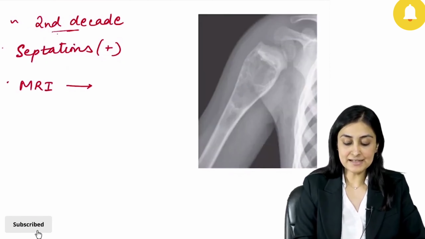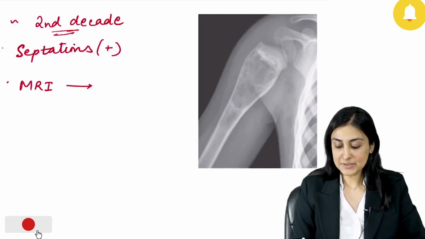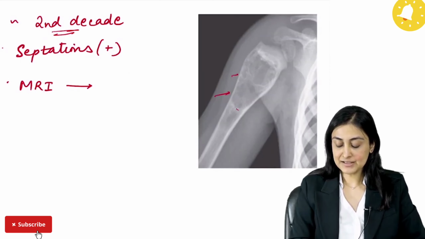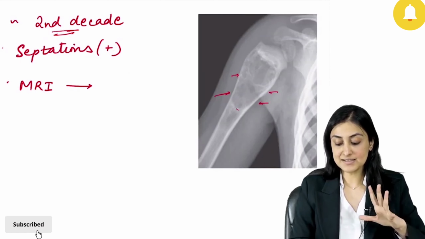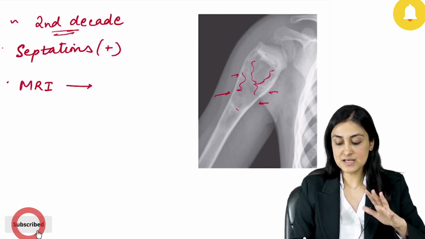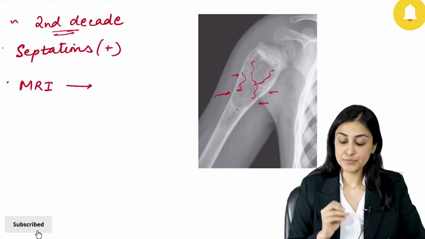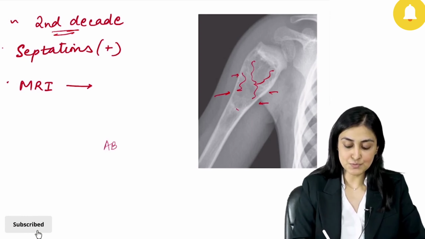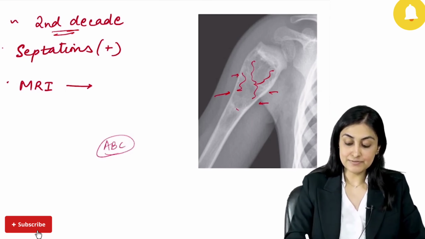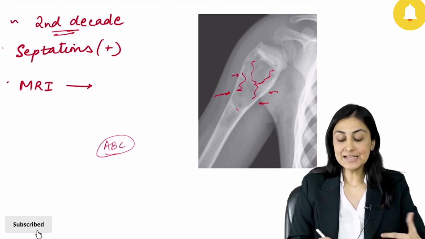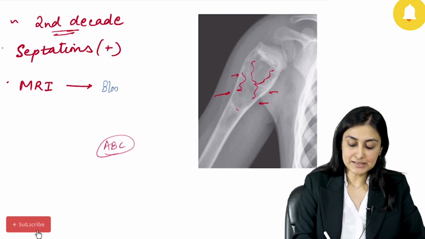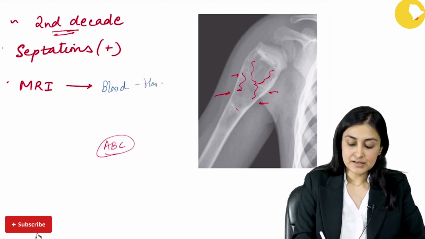On the other hand, second decade or older patient with multiple septations. Alright, so you are finding that now it's no longer a simple cyst. There are these multiple trabeculations that you are seeing within the lesion, again giving you a soap bubble kind of appearance. This is an aneurysmal bone cyst, and when we do the MRI of an aneurysmal bone cyst, what are we going to find? Remember, we are going to find multiple blood levels.